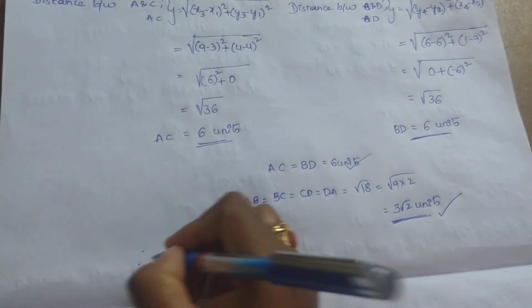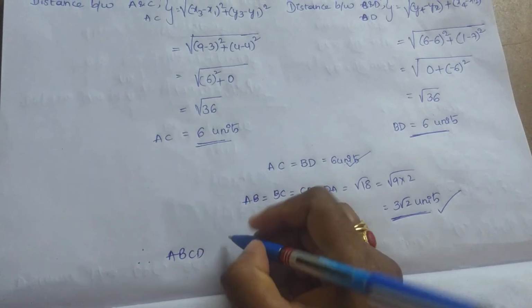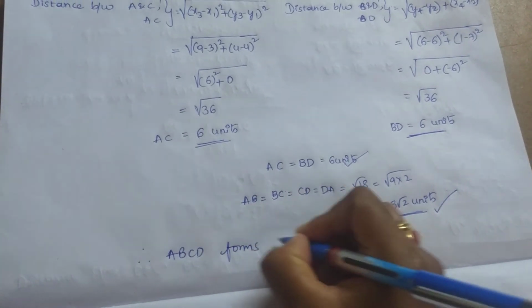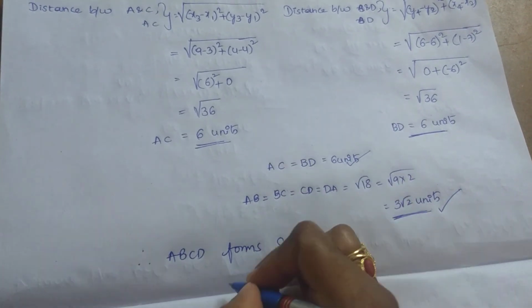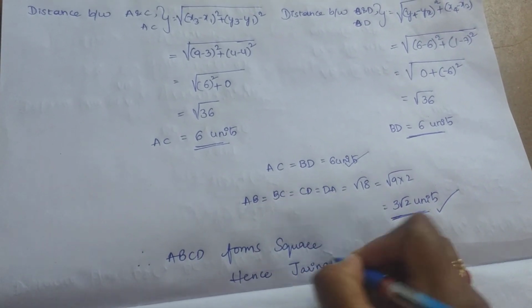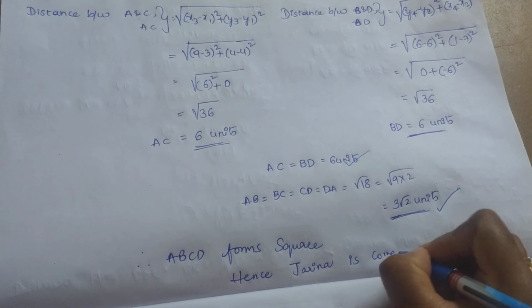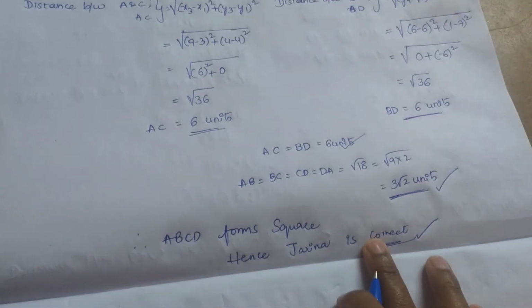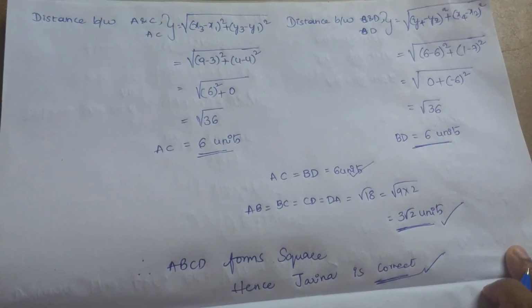Therefore ABCD forms a square. Hence Zarina is correct. Correct? They asked us to find who is correct, right? So the answer will be Zarina is correct. So this is the solution here.